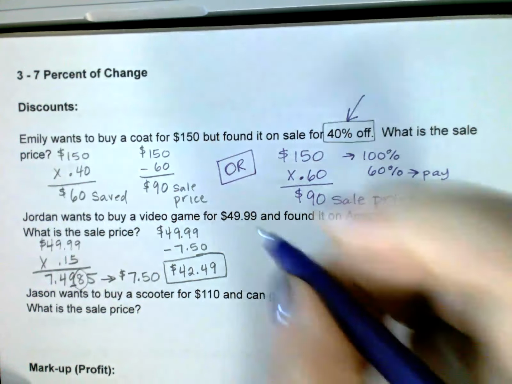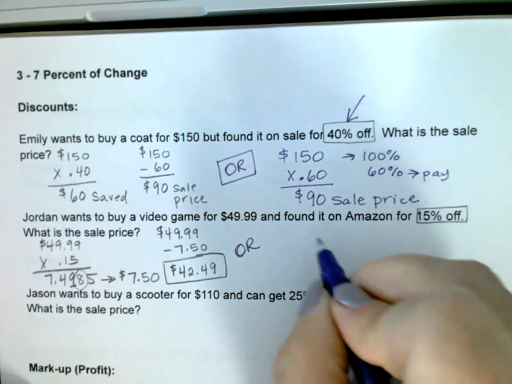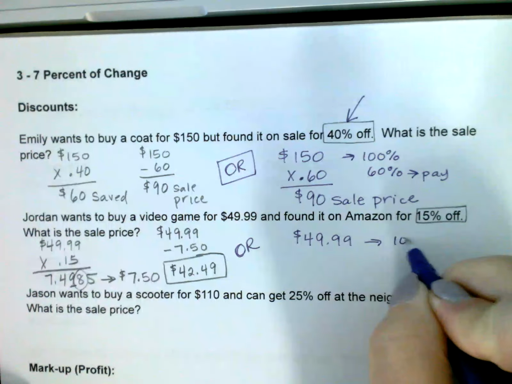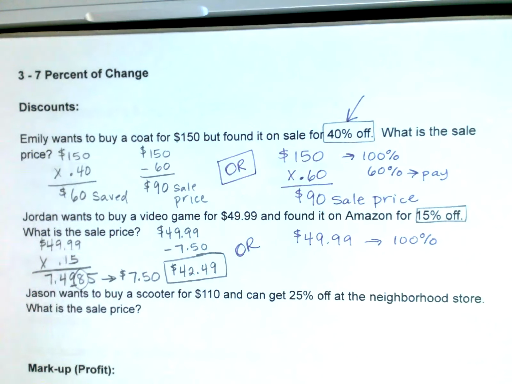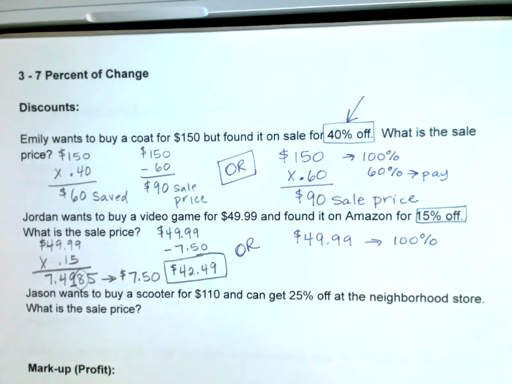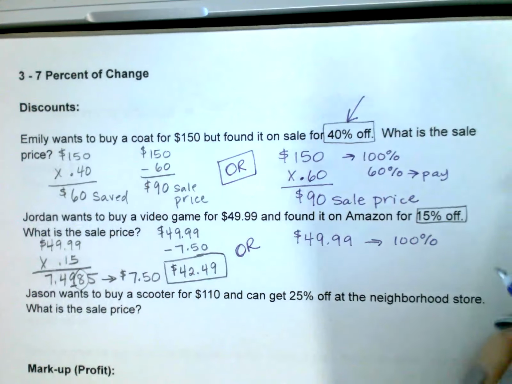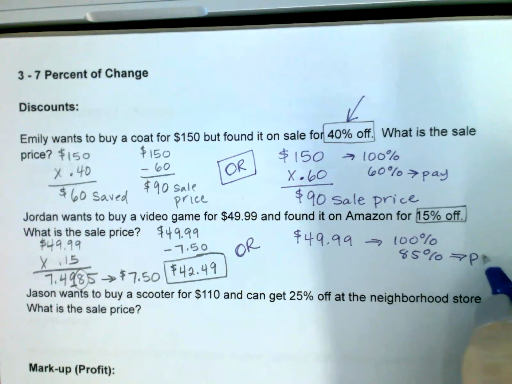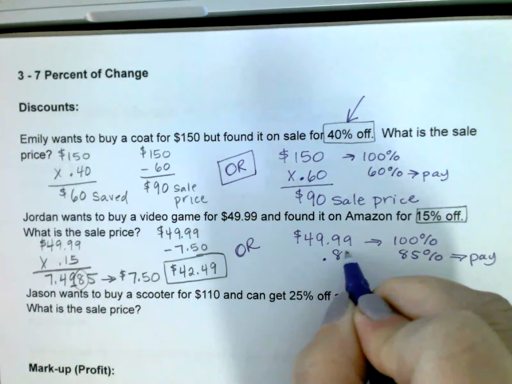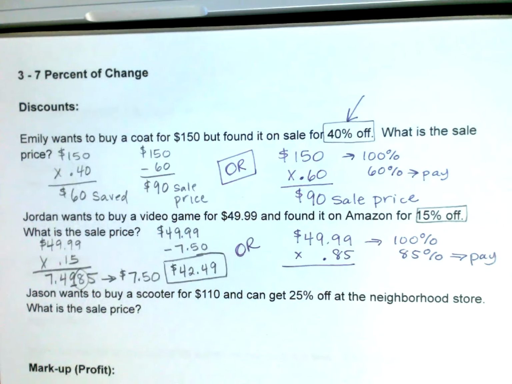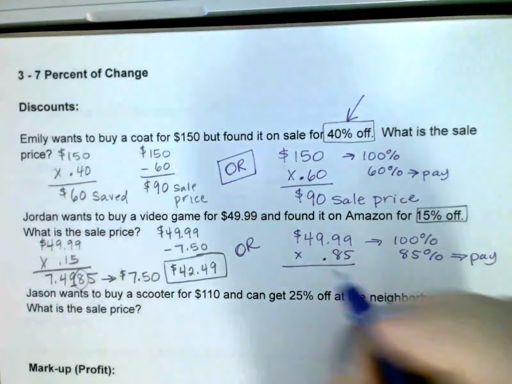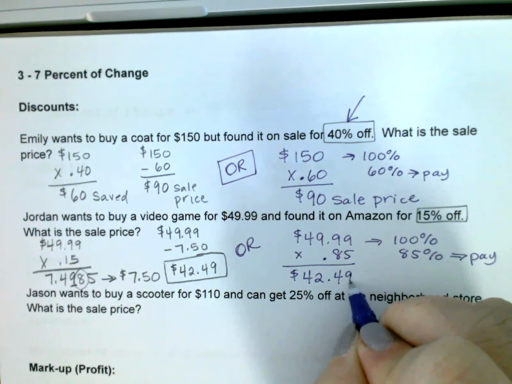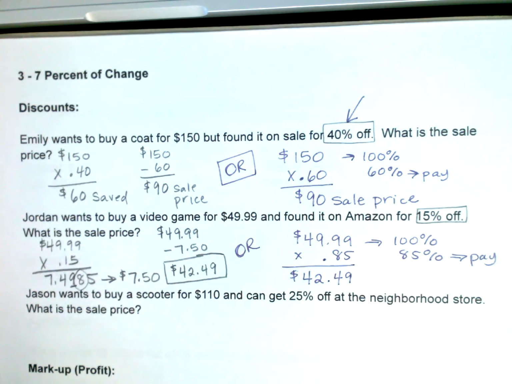Again, now let's think about this in a different way. He is going to buy the video game, the whole game, 100% of it for $49.99. That's 100% of the product. Amazon is saying, hey, we'll give you 15% off, meaning we would like you to pay 85% of it. That is what Jordan will have to pay. So to figure out how much he has to pay, I would take 85% of the $49.99. And what do you know? When we use our calculators, we still get $42.49.